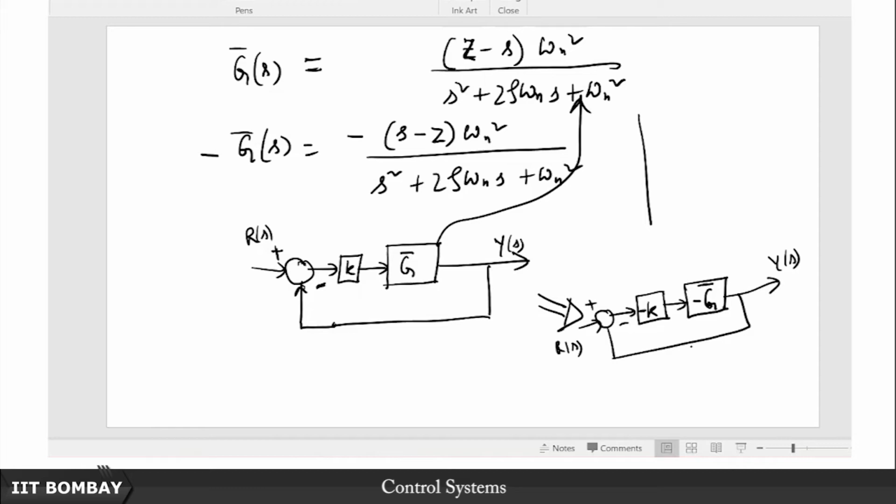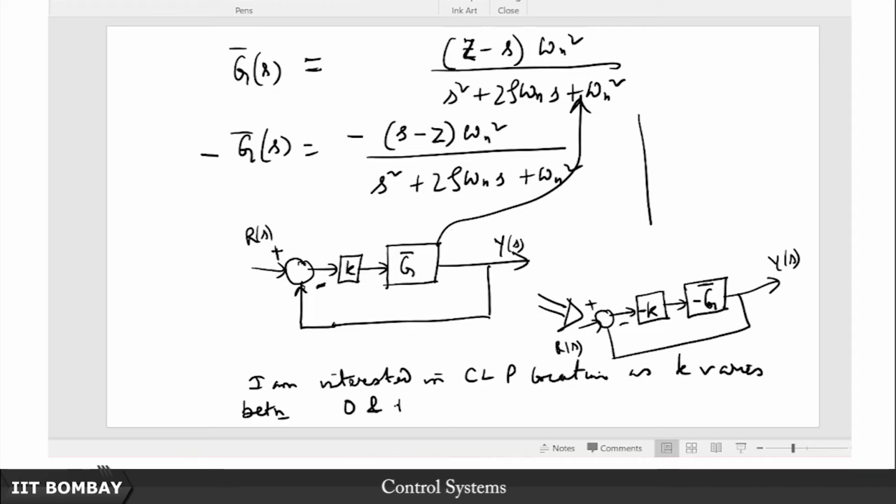But now I have a problem on my hands. You see, root locus is going to tell me I am interested in closed loop pole locations as K varies between 0 and plus infinity, that is minus K varies between 0 and minus infinity.